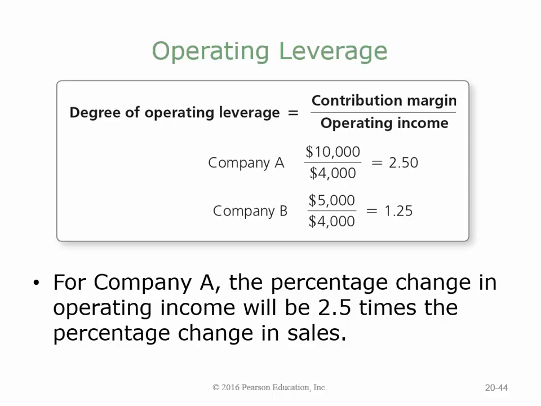Higher is better, and we find it by taking our contribution margin, which if you remember that, it's our revenue minus our variable expenses, divided by our operating income. In other words, how well are we converting or changing that contribution margin into net income or profit. That's really what we're saying.